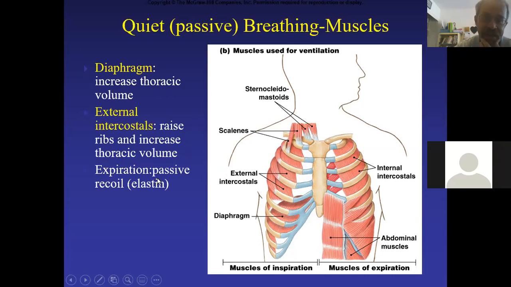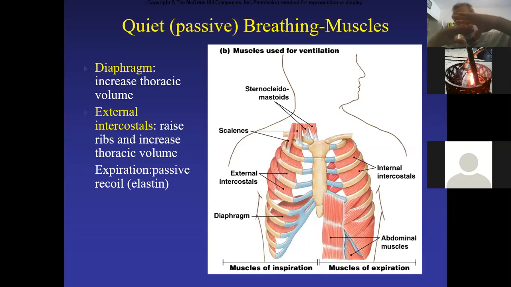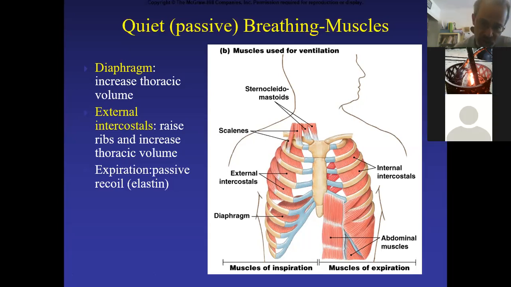When they contract, it basically causes the floor to drop, for lack of a better term, and the thoracic cavity to increase. The floor drops and the roof raises. So lowering the floor and raising the roof of the thoracic cavity with the diaphragm and the external intercostals ultimately will increase the volume, will lower the pressure, and that will allow air to come in. So contraction of those groups of muscles.